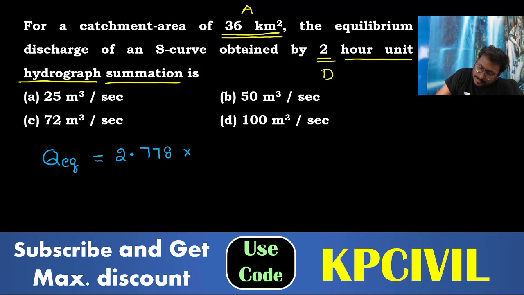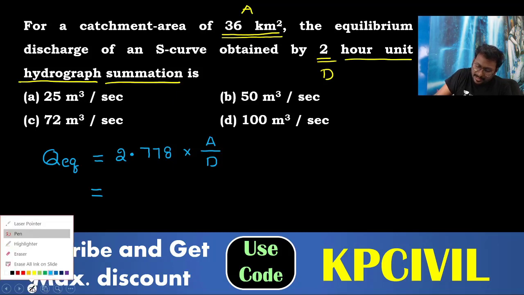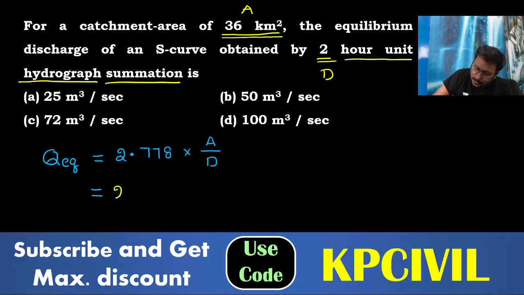Formula for equilibrium discharge of S curve: 2.778 into A by D. What is your A value? Will you convert A kilometer square to meter square? No. Directly A in square kilometer, D in hours.